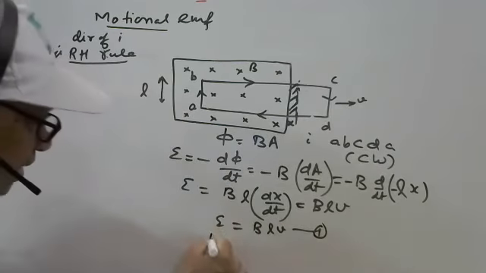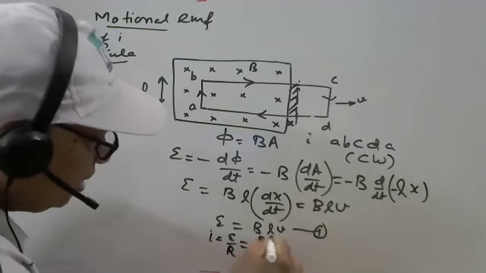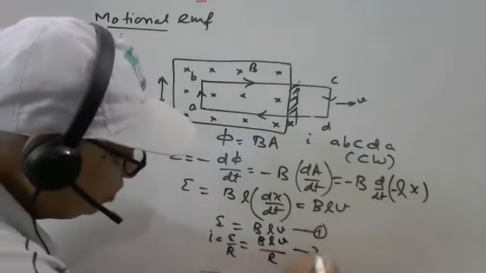And what is the induced current? E by R. R is the resistance of the coil, so it will become BLV divided by R, question 2.